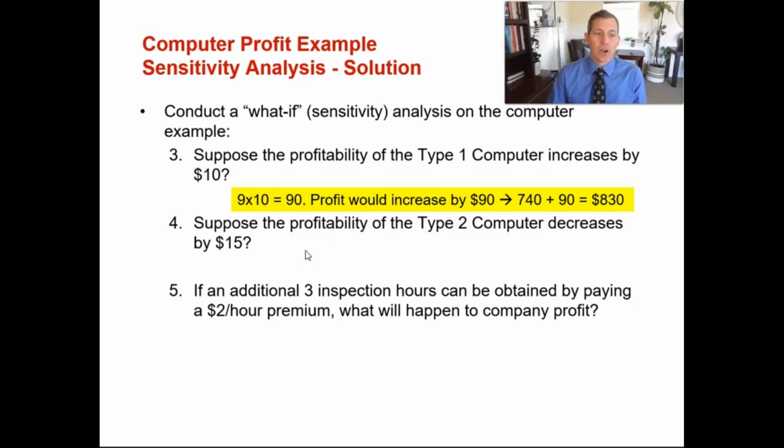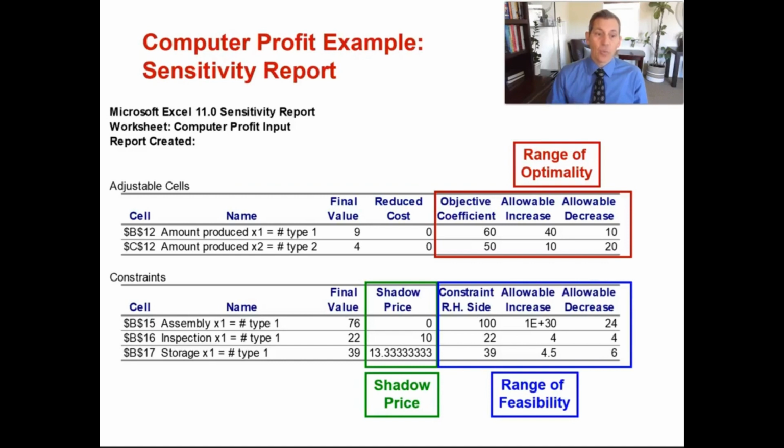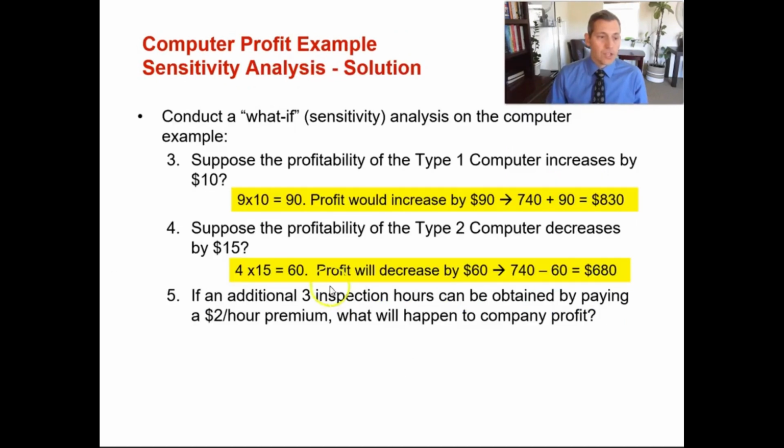Okay, our next question. Suppose the profitability of the type 2 computer decreases by $15. Maybe they had a marketing promotion and they wanted to drop the price of the type 2 computer. So let's check and see how that impacts our profitability. But first we have to determine, does it fall within the range of optimality? So for our type 2 computer, we are allowed a decrease of $20. So the profit decreased by $15. It falls within the acceptable range for this model. We are going to be producing 4 of the type 2 computers. So 4 computers multiplied by $15 worth of lost profit means profit will decrease by $60. So $740 minus $60 means your total maximum profit has been decreased to $680.